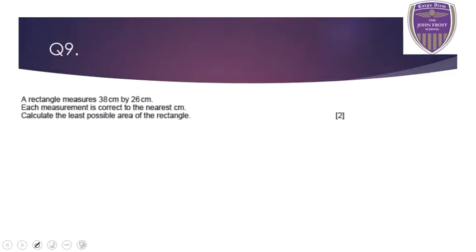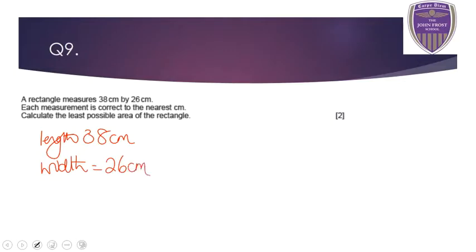Question 9. A rectangle measures 38 centimetres for the length and 26 centimetres for the width. But they've all been measured to the nearest centimetre. So that means to the nearest 1 centimetre.